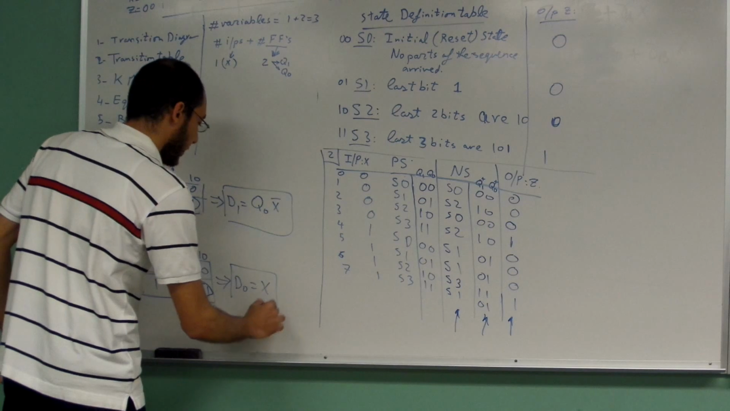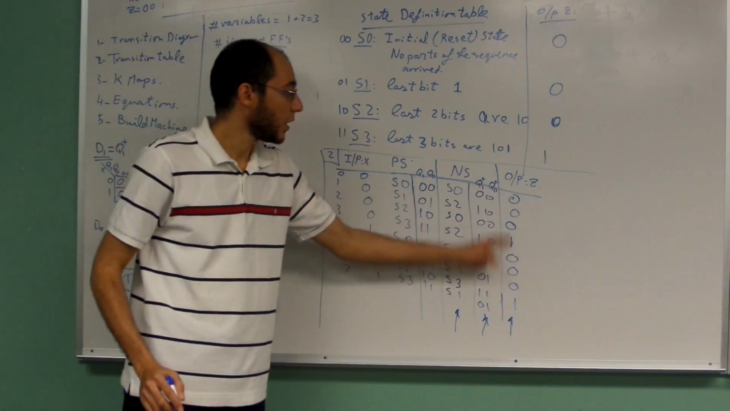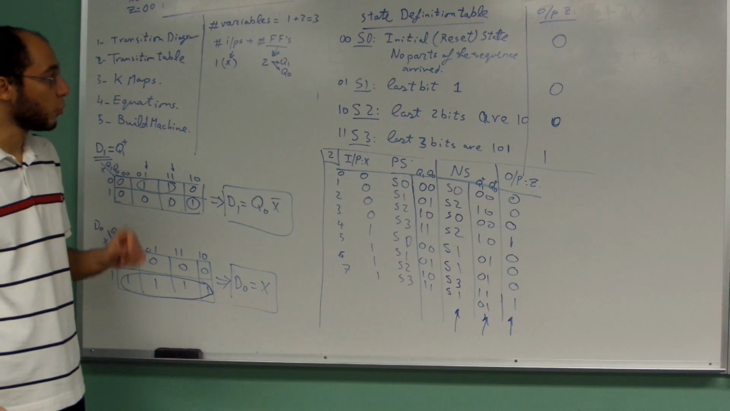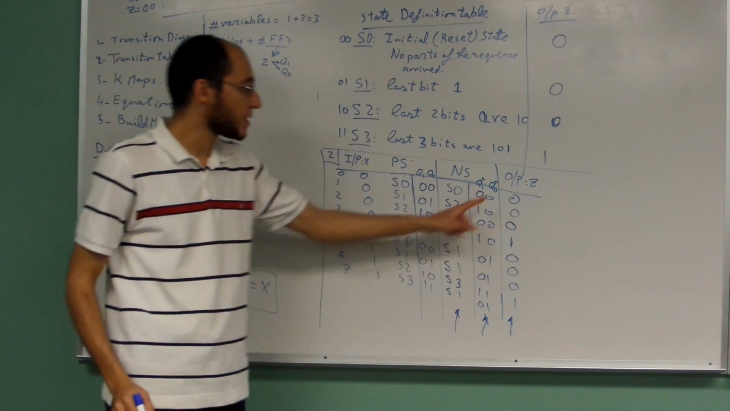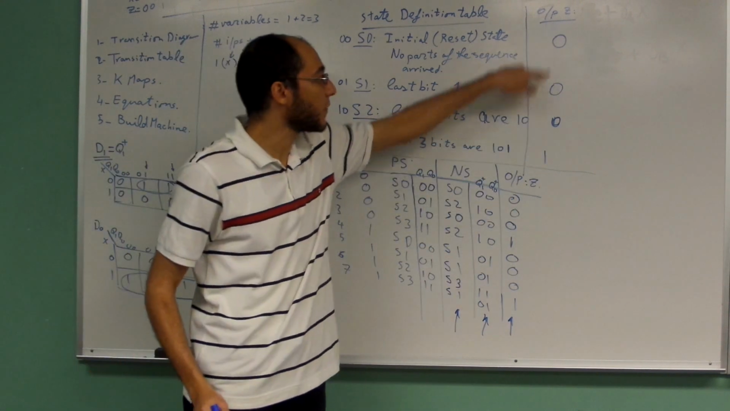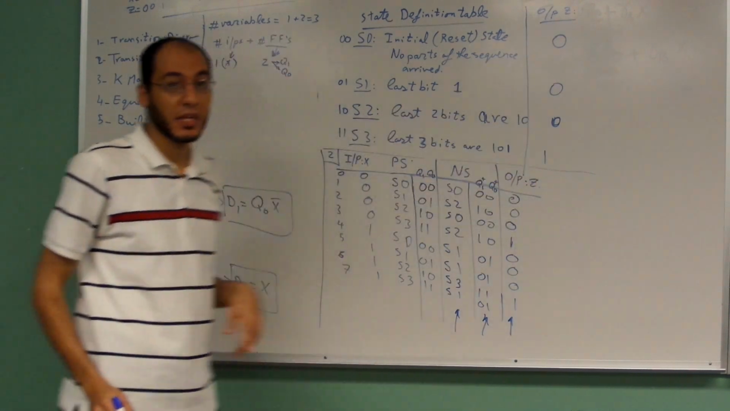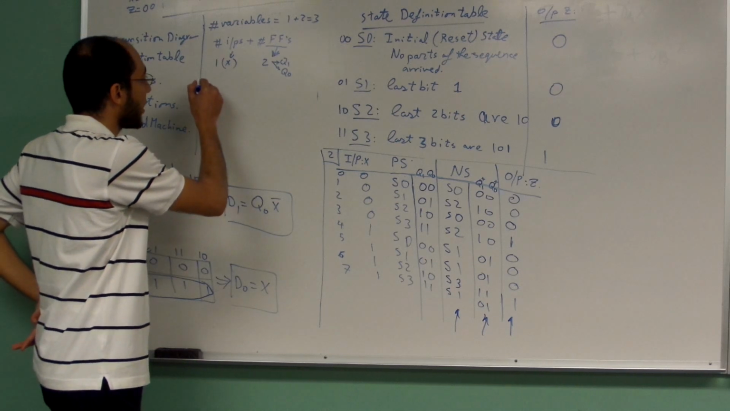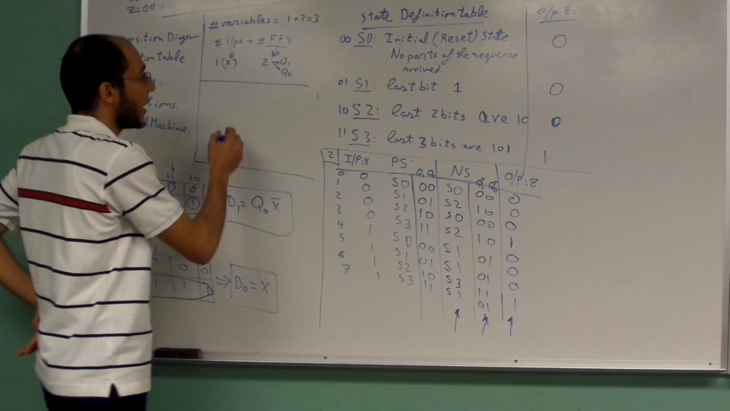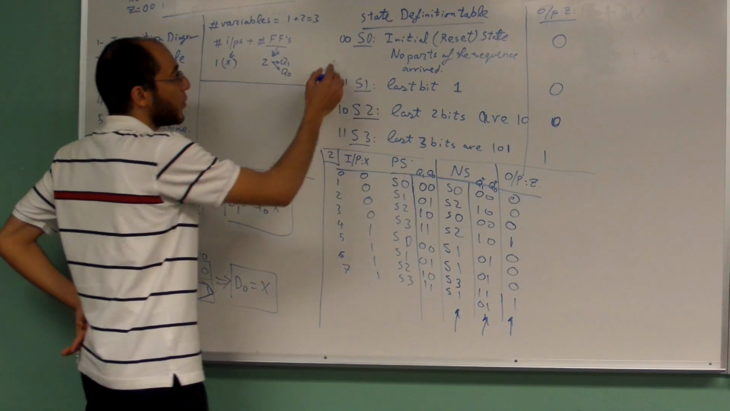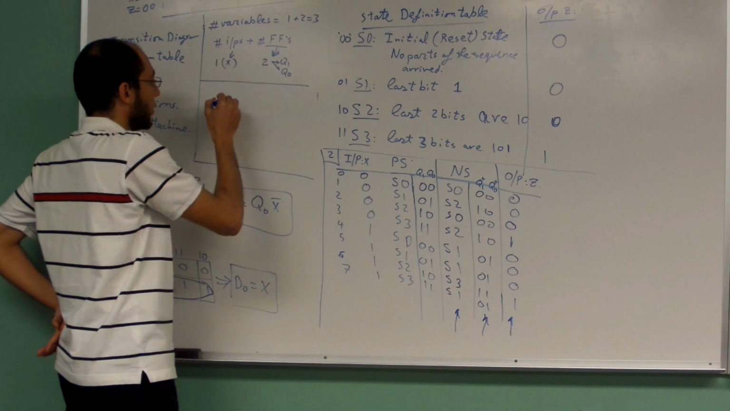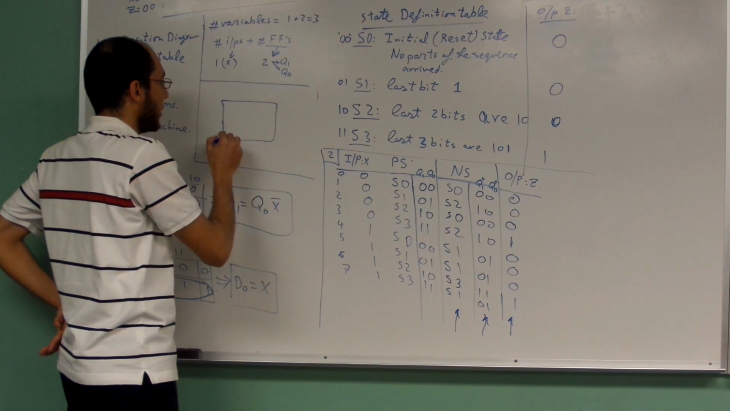Am I done? Not yet. I need to have an equation for the output Z. Remember this, whenever you have a Moore machine, do not look at the state transition table in order to do a K-map for the Z. It suffices to look at the state definition table. So I'm going to write down here the state definition table, and it is going to be a two input K-map, for the Z.